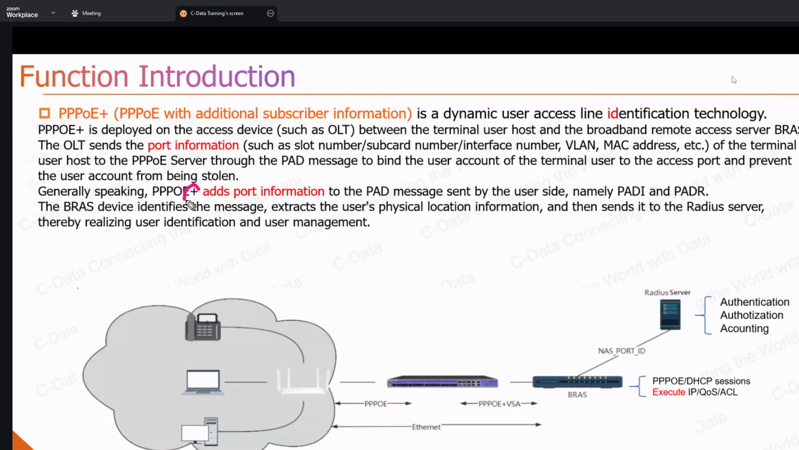So what information can it add? In the PON technology, we can add the parameter about the port ID. Here the slot number, here the OLT. We can add more information, so this will be the so-called PPPoE plus. For example, in the OLT, such as the slot number and the VLAN and the MAC address, we can all add it to this packet here.